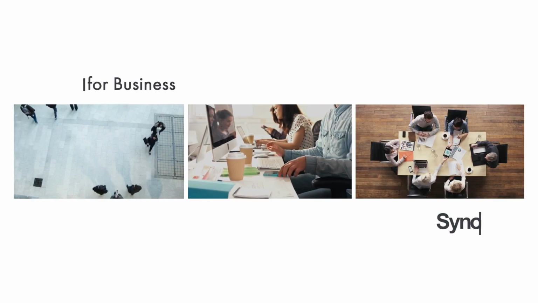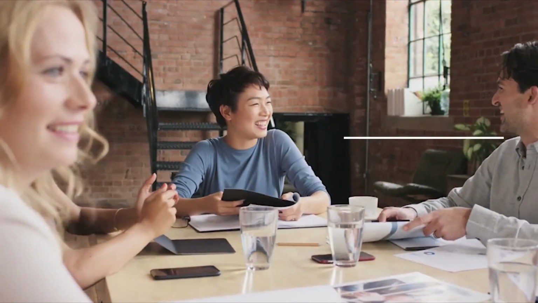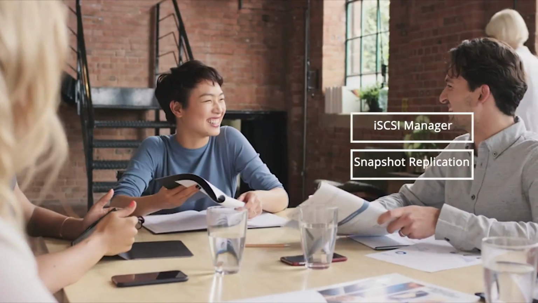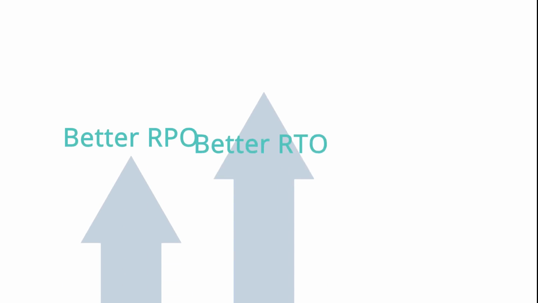With a host of updates to improve reliability and security, there's never been a better time to upgrade your business to DSM 6.2. iSCSI Manager and Snapshot Replication allow for super fast recovery should disaster strike. DSM 6.2 brings you better RPO, RTO, and faster recovery speeds.